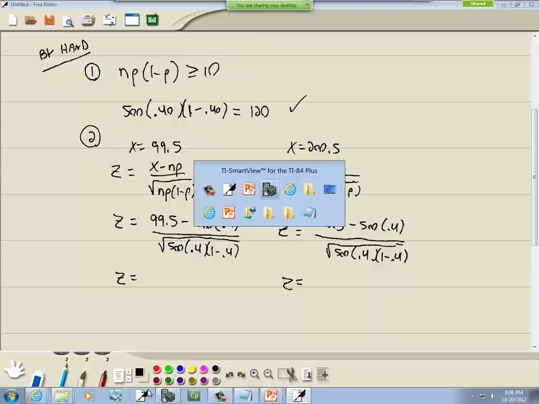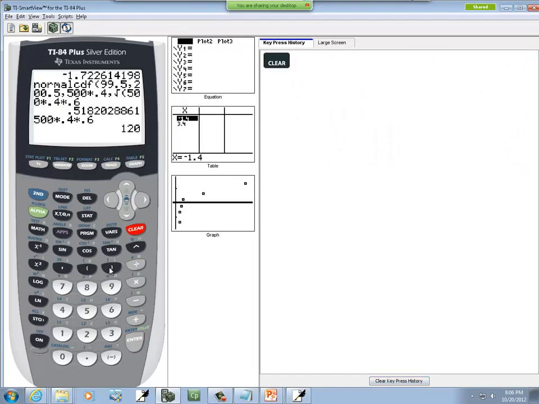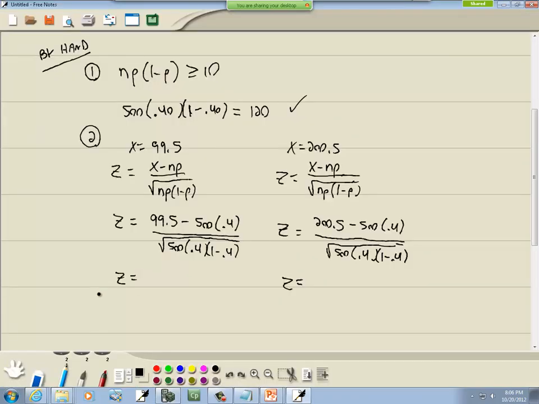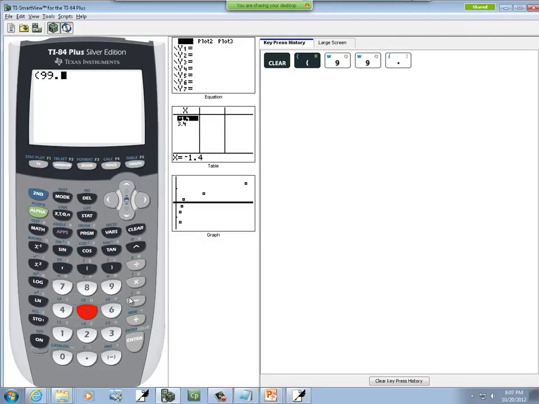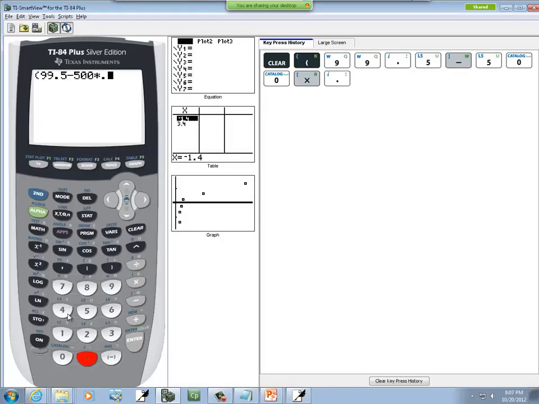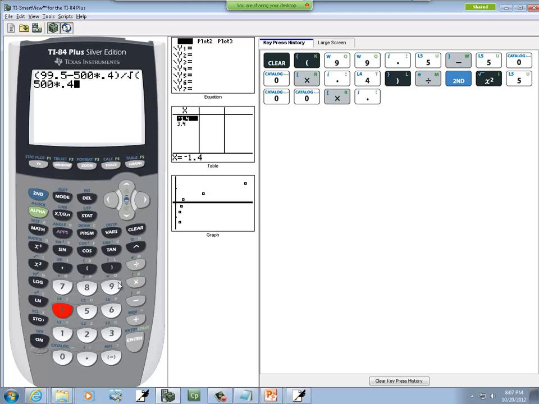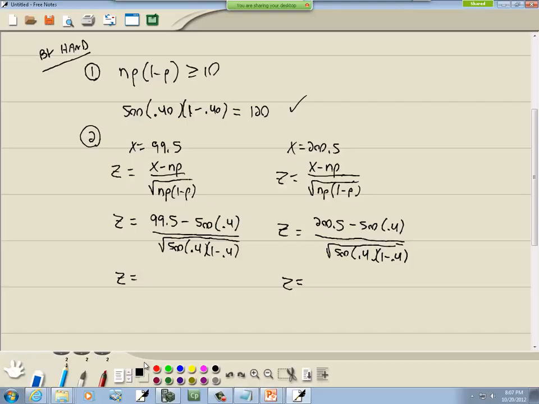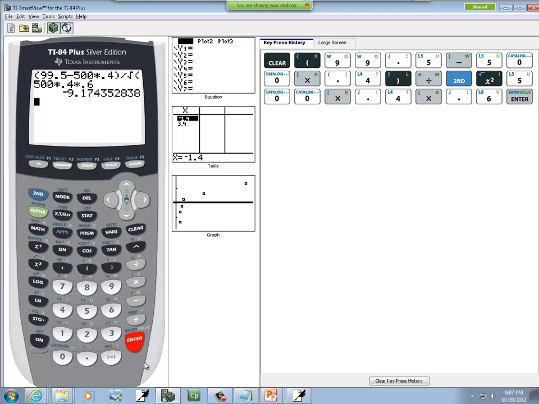Again, parentheses are on top when you put them in. So I'll put a beginning parentheses 99.5 minus 500 times 0.4, closing parentheses divided by square root of 500 times 0.4 times 0.6. Ooh, that doesn't look good. Did I type that in right? 99.5 minus 500 times 0.4, close parentheses divided by square root of 500 times 0.4 times 0.6.